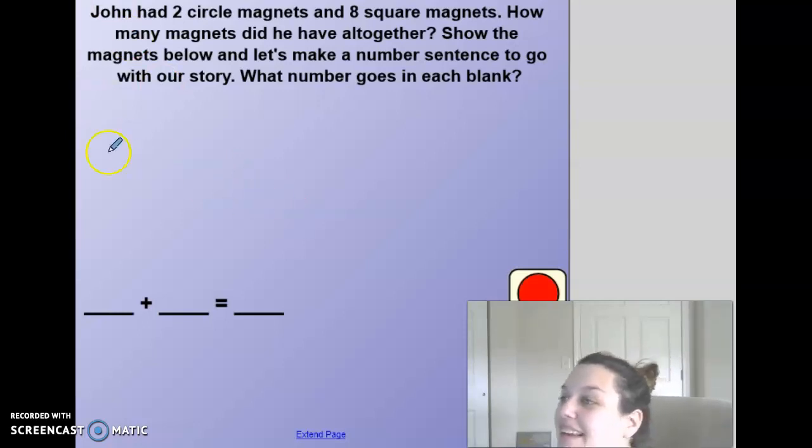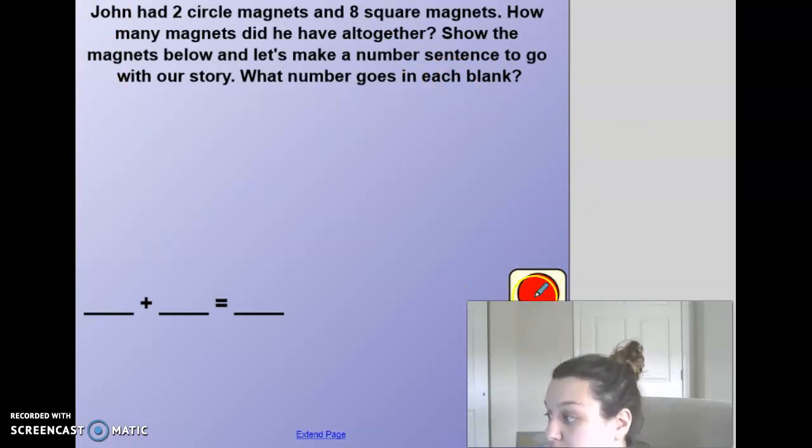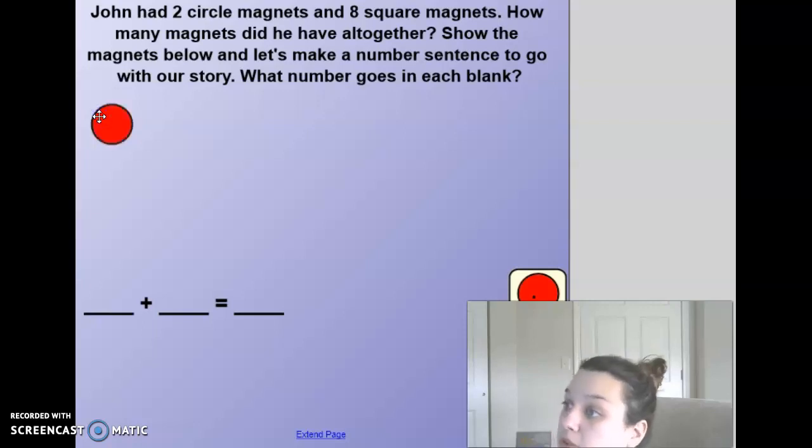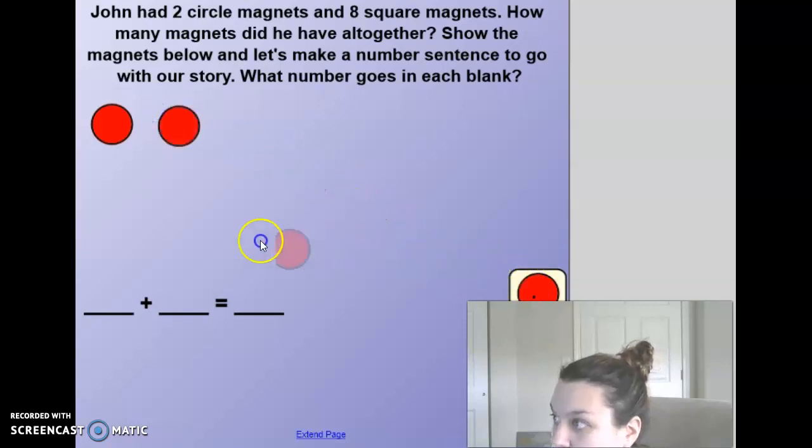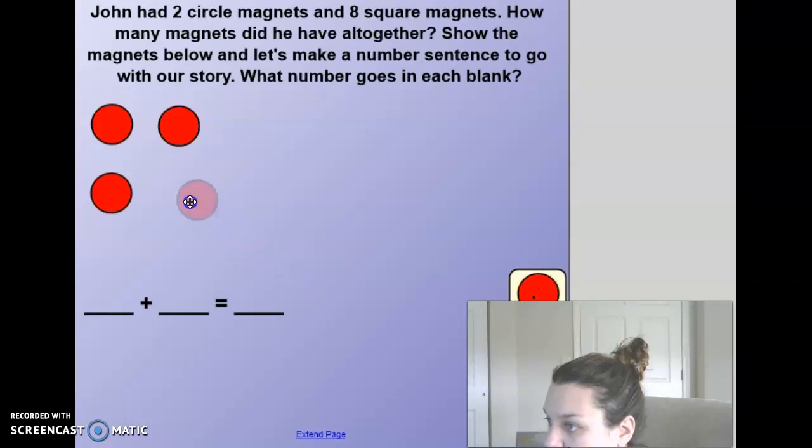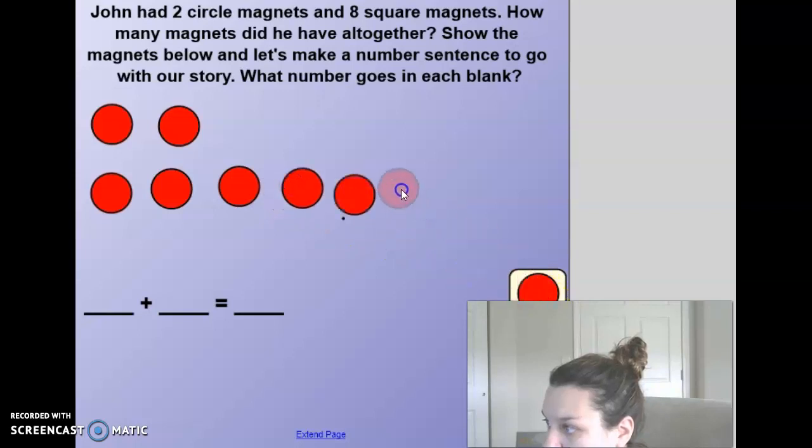All right, let's see what we got. So remember, I'm just using the circle counters, even though it said we had circle and square ones. As long as you make a great number sentence and a picture to match our story, we're good. So that's why mine won't be circle and squares. John had 2 circle magnets, and then he had 8 square ones. So 1, 2, 3, 4, 5, 6, 7, 8.